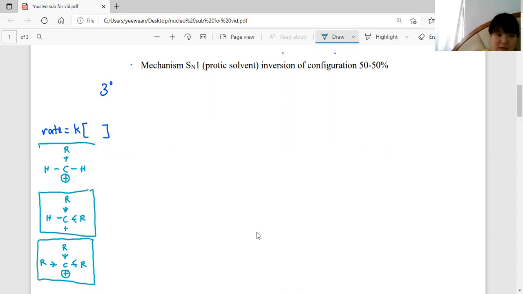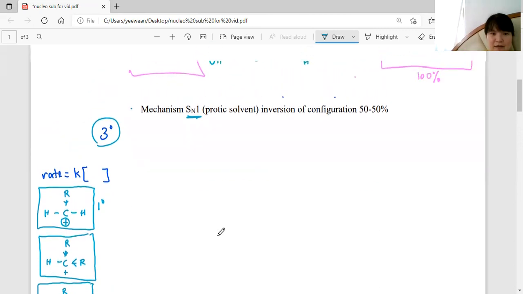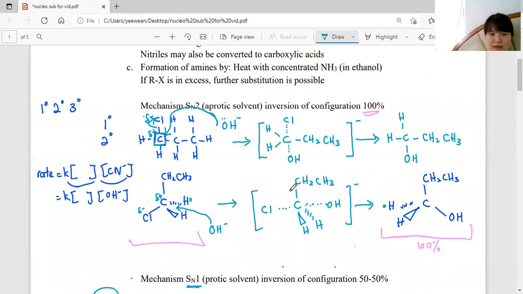And this is the least stable, which is why primary halogenoalkanes don't undergo SN1, but tertiary halogenoalkanes, their intermediates are very stable. The carbocations are stable because of the R groups that are electron releasing and pushing the electrons to stabilize this positive charge. This is why SN1 happens for tertiary halogenoalkanes, but not the primary and secondary. So primary and secondary will undergo SN2 as you saw it just now.